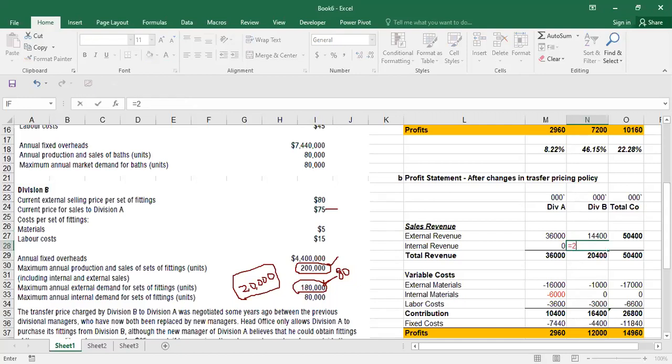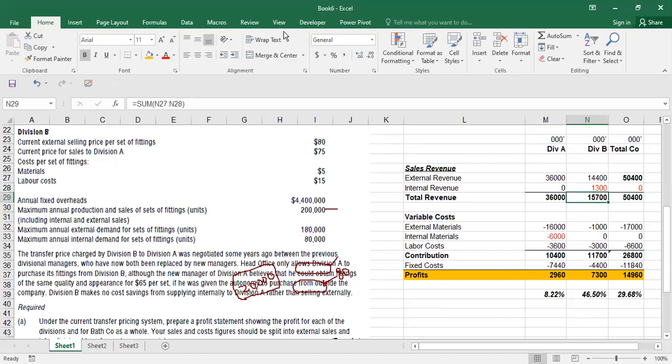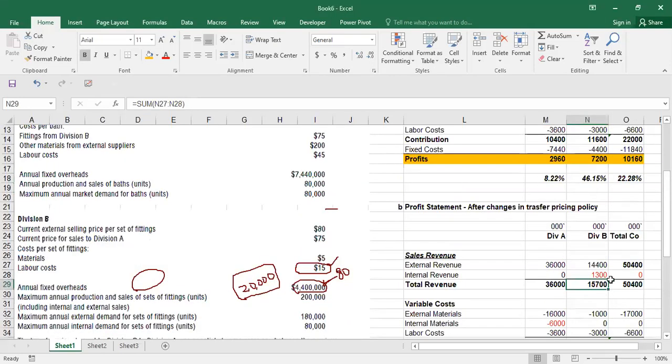And what will be the internal revenue? 20,000 units multiplied by $65 divided by 1,000. You know, where did I get this $65? Because division A said that I can buy from the market outside for 65. So division A will have no reason to pay more than 65. And that's why we just take 65 here. So this is the revenue coming in for the group and for the divisions. No need to change formulas.